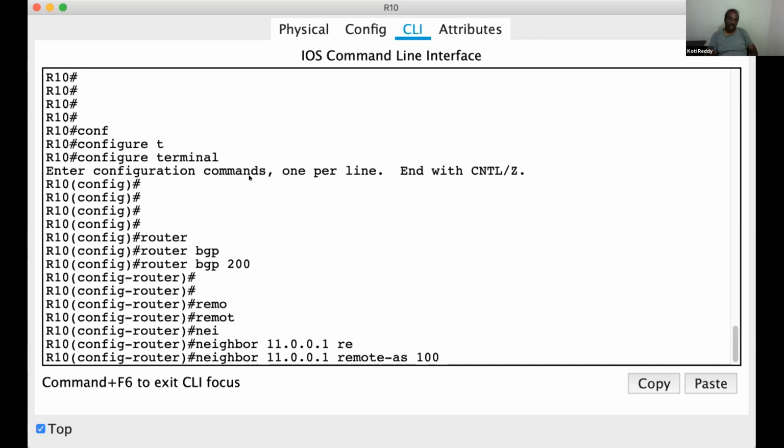Router BGP 200. You belong to AS 200, and your neighbor 11.0.0.1 belongs to what? 100. In other words, this means you should enable neighborship with the neighbor whose IP address is 11.0.0.1, and he belongs to remote AS 100. That's the command.